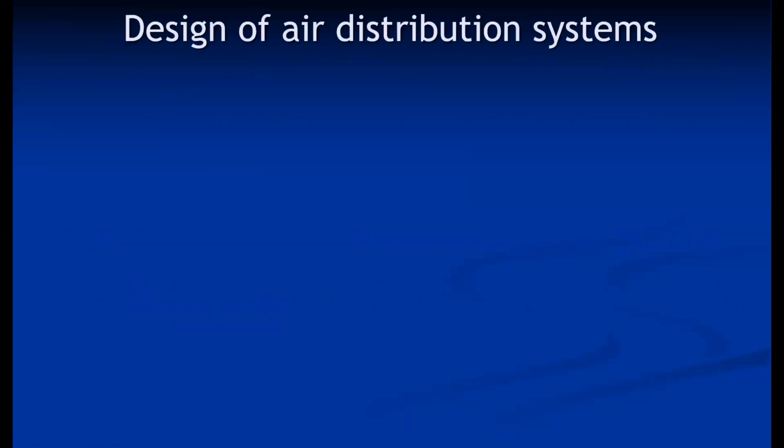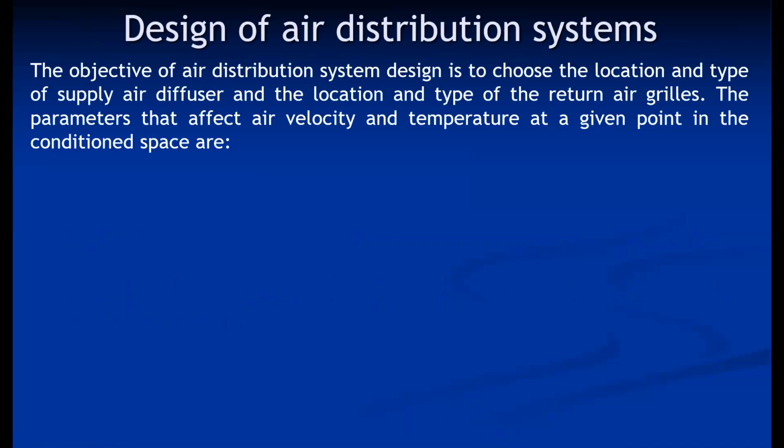As far as the design of the air distribution system is concerned, the objective of the design is to choose the location, that is, where to fit this air distribution system, and the type of supply air diffuser, which type to be used. Types we'll discuss definitely in the next lecture. And the location and type of return air grills are also important.